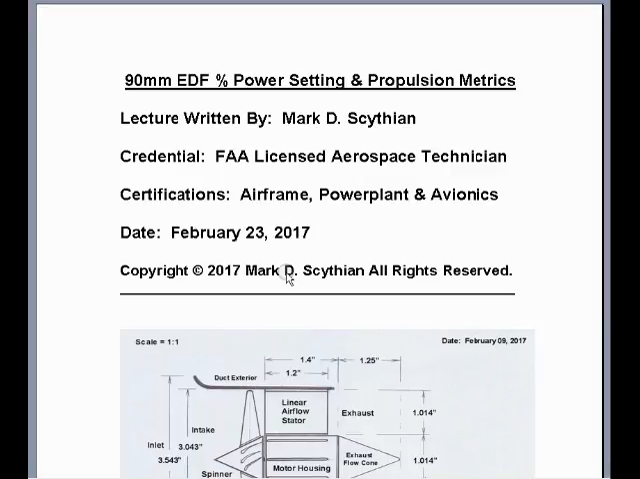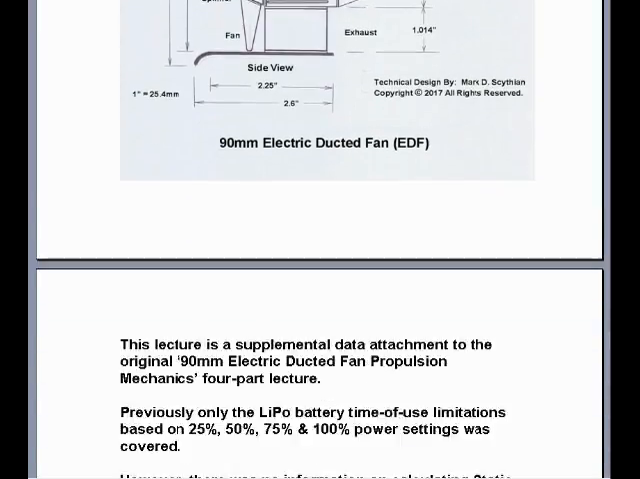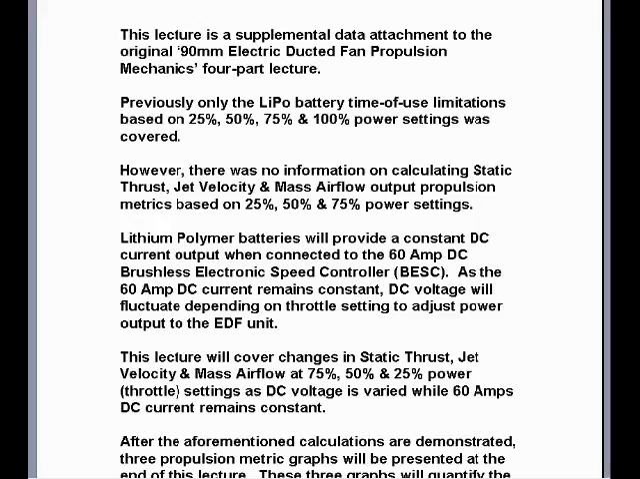The title of this video lecture is 90mm electric ducted fan percent power setting and propulsion metrics. This is the same identical 90mm electric ducted fan unit as in the previous 4-part video lecture titled 90mm electric ducted fan propulsion mechanics. This lecture is a supplemental data attachment to the original 4-part lecture.